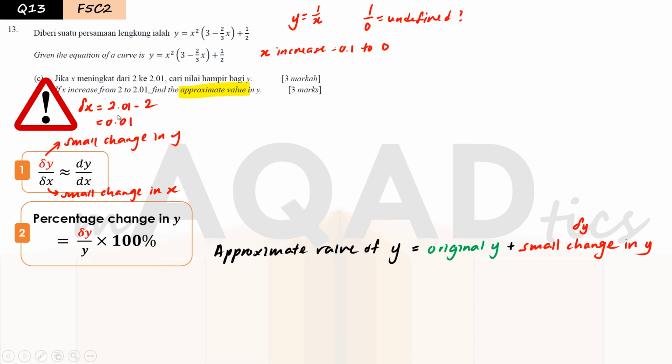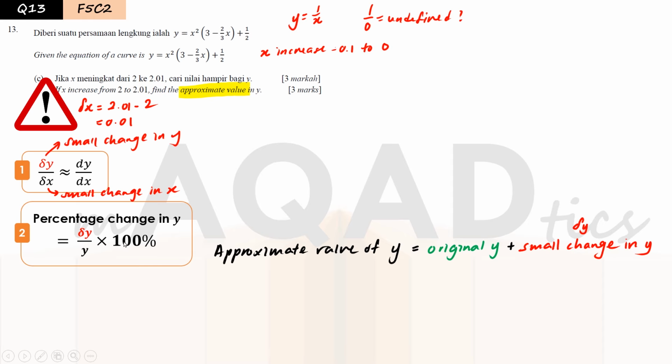So if I start with 2 and add 0.01, I will get 2.01. So delta x is 0.01, and it's our small change in x. Okay, so this is for the first formula.